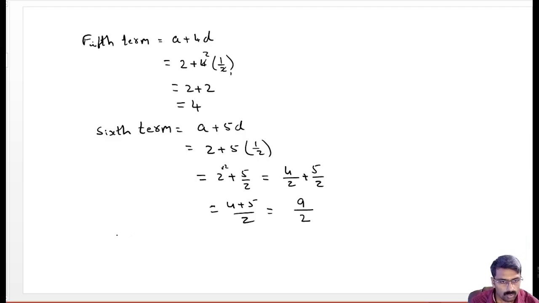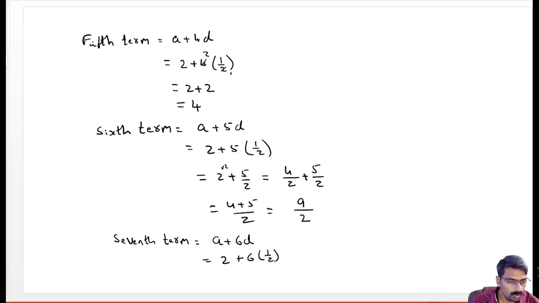So coming to our seventh term. Seventh term would be A plus 6 times D. That will be equal to 2 plus 6 into 1 by 2. So 2 ones are 2, 2 threes are 6. 2 plus 3 is 5. So our seventh term is 5.